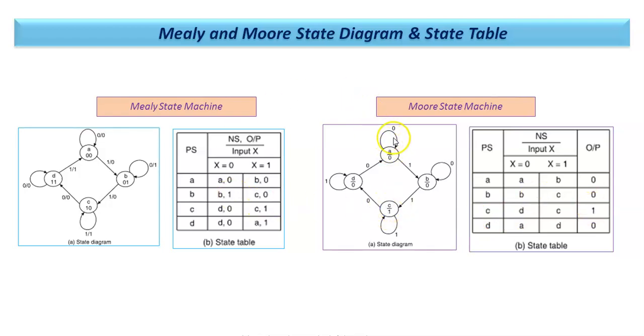On the transition, you write only the input. If input is 0, output is 0, that is, only the input you write. But on the transition for the Mealy, you write input by output, X by Z. If I consider X as input and Z as output, I will write X by Z. The main thing I told you: in Mealy, my output and next state depend upon input and the present state. In Moore, my output and next state depend upon the present state only. So I hope this part is clear, and this is the basic requirement for moving ahead to the sequence detector.